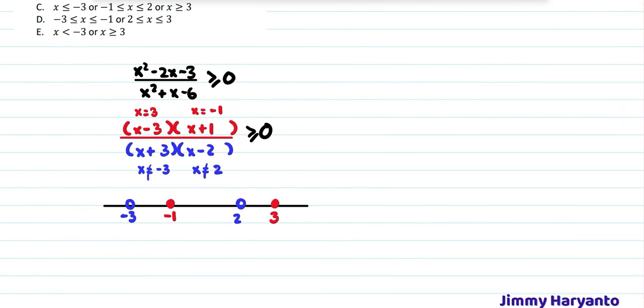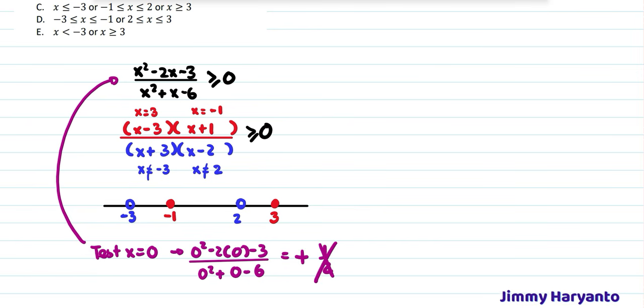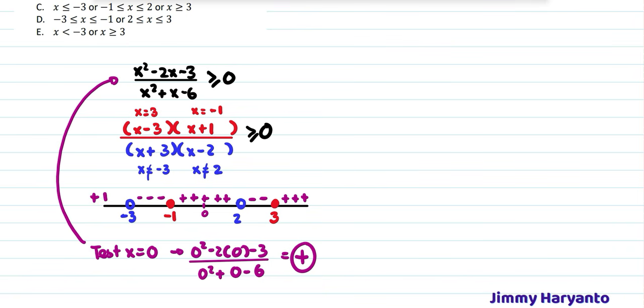Yeah, and then we have to test a value of x. I think 0 will be the easiest. Then you input it right there. You'll have (0 squared minus 2 times 0 minus 3) over (0 squared plus 0 minus 6). You'll have positive 1 over 2. We don't need the 1 over 2, we only need the positive. And 0 is right here. That means this one is positive, and passing the 2, it will become negative. Passing the 3, it will become positive again. This one is negative, this one is positive.